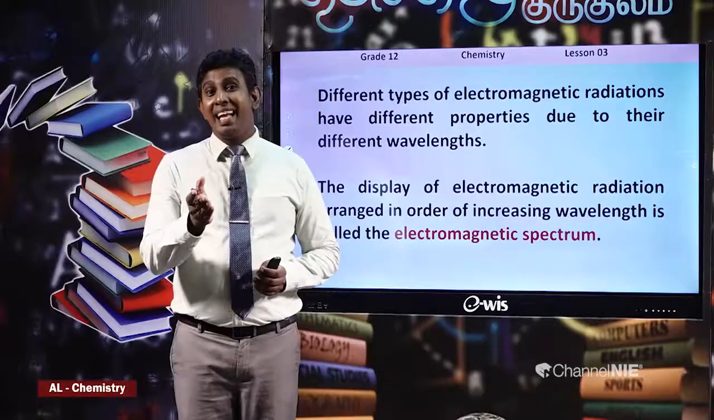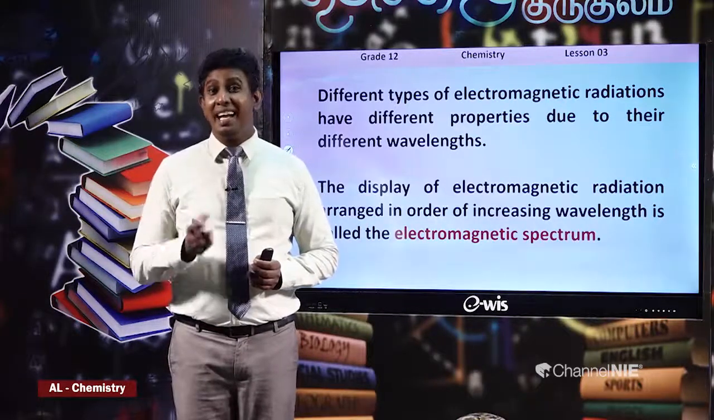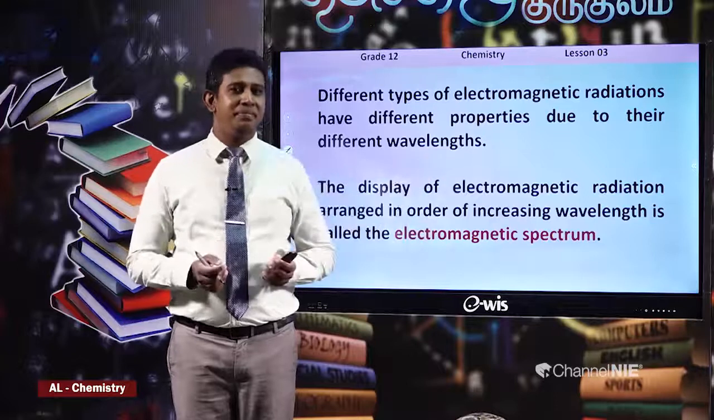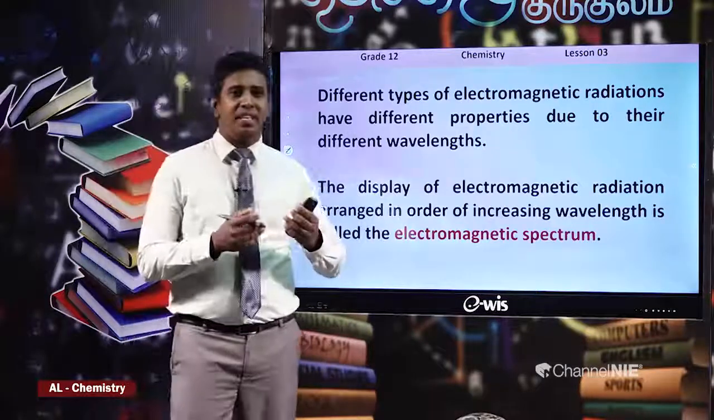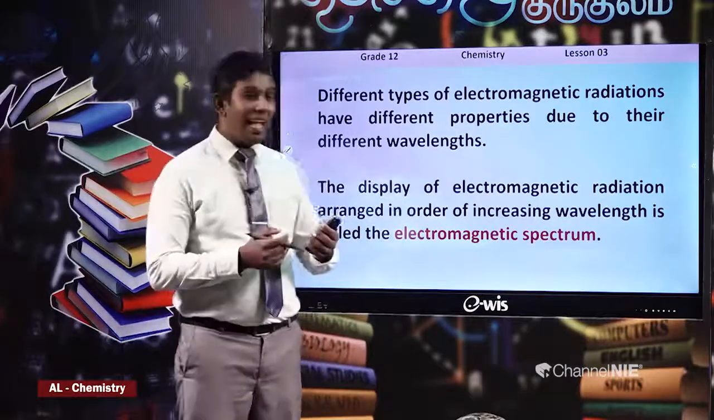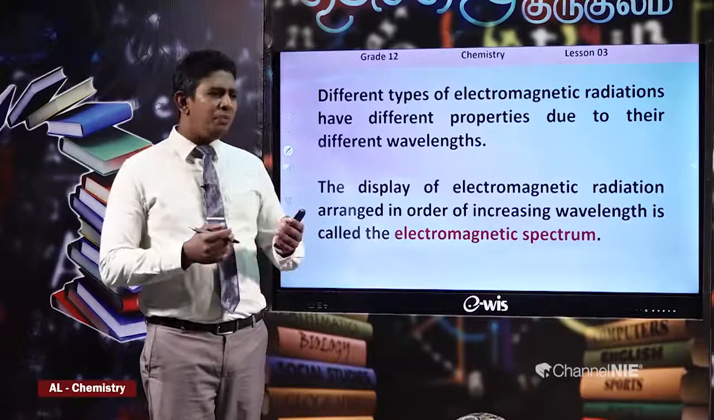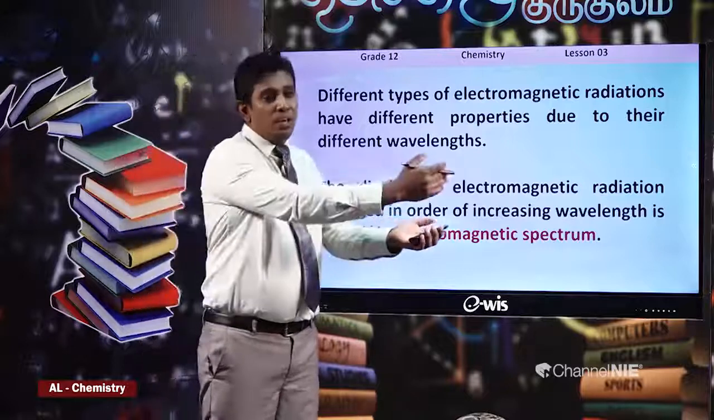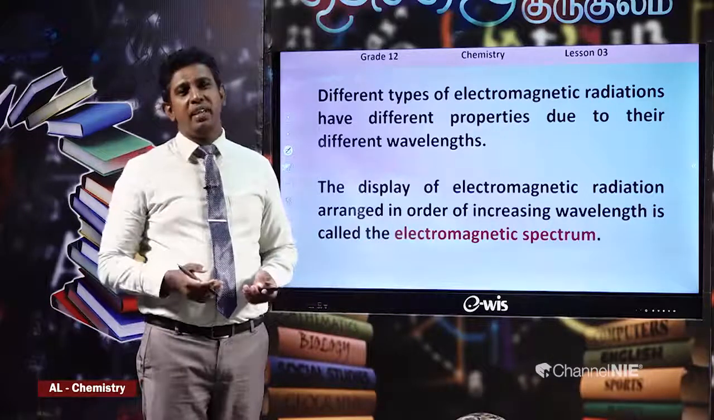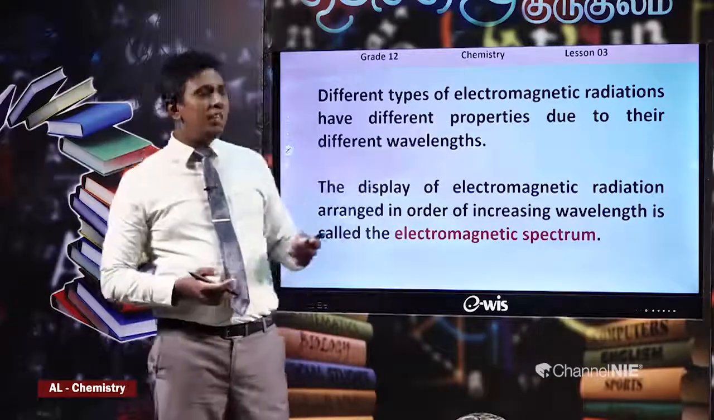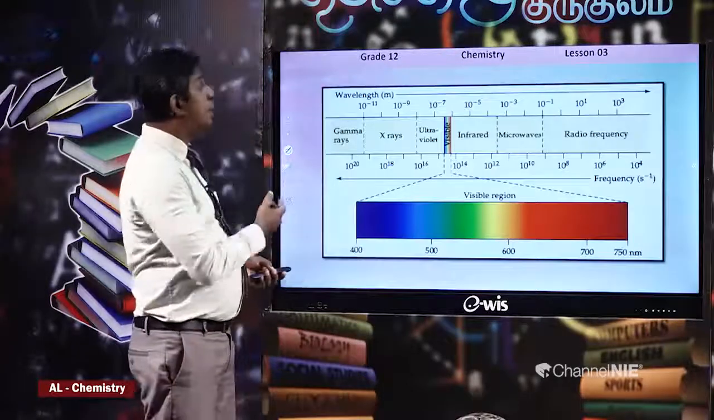Okay, as we have seen already, different electromagnetic radiations have different wavelengths as well as different frequencies. Then students, for that reason, when you manage to get all the possible electromagnetic radiations and keep them in ascending or descending order of either wavelength or frequency, you would get an array. You would get a continuous spectrum, which we call the electromagnetic spectrum.